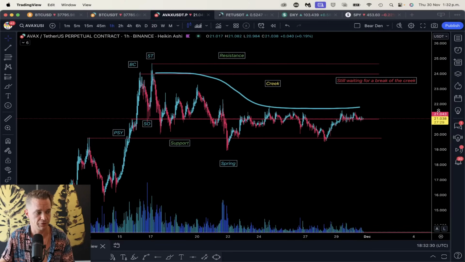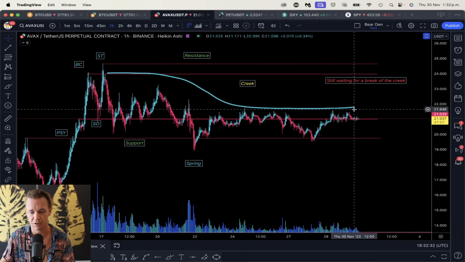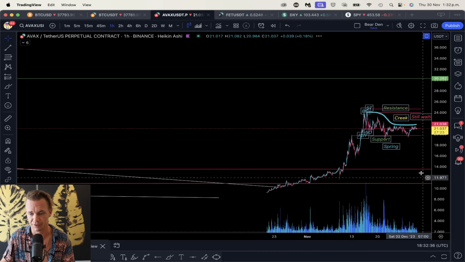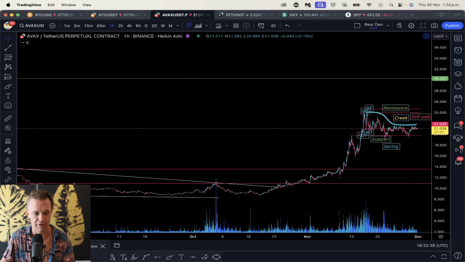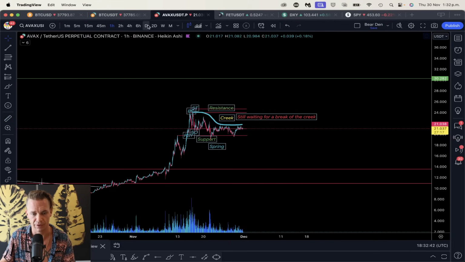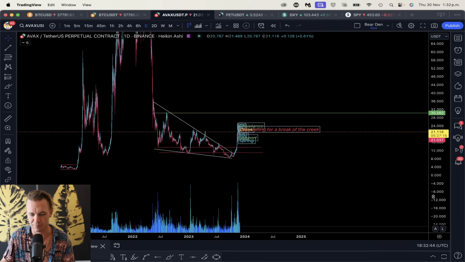But more importantly, mark this. Take a screenshot of this right now, because once we jump above this blue line I've got marked out, it's very likely Avalanche is going to run at least to $30, if not much higher. I suspect we could see them. Let's just zoom out here on the daily so we can get a better perspective.